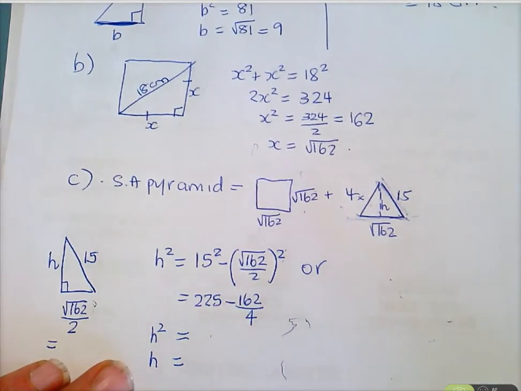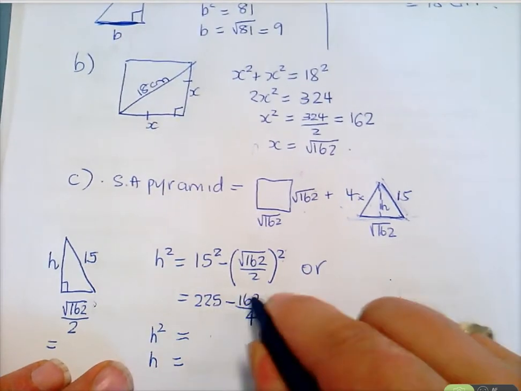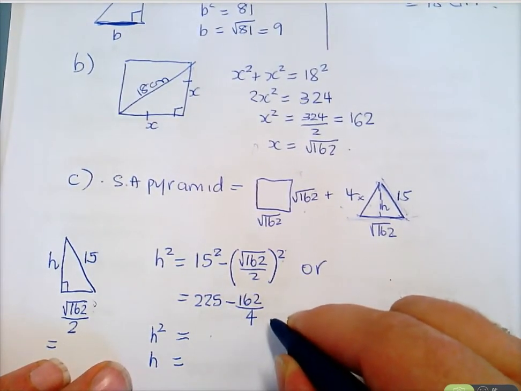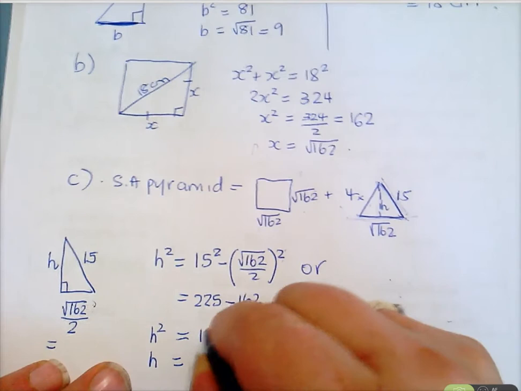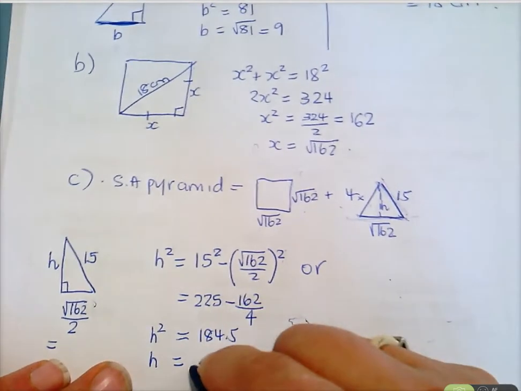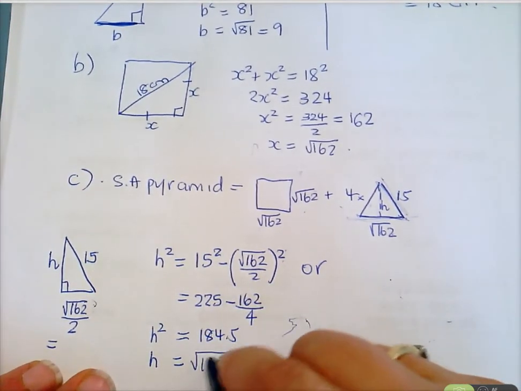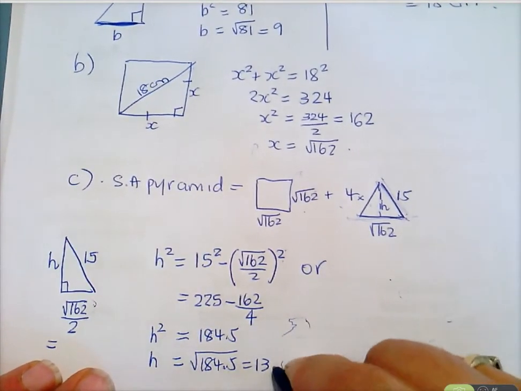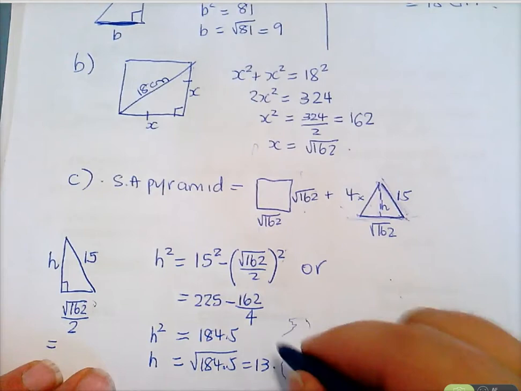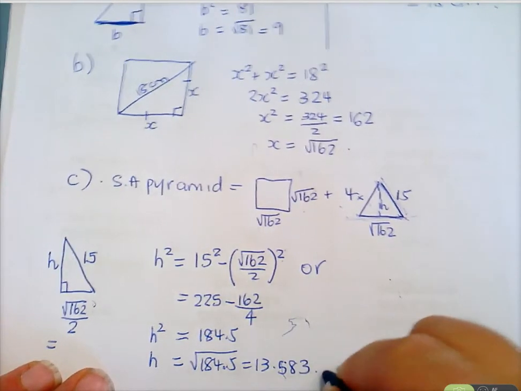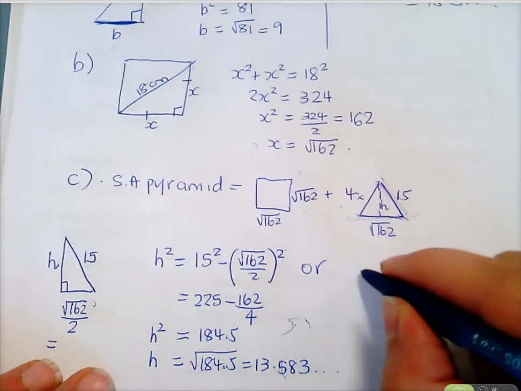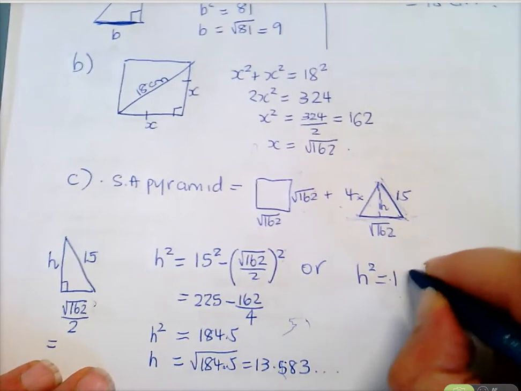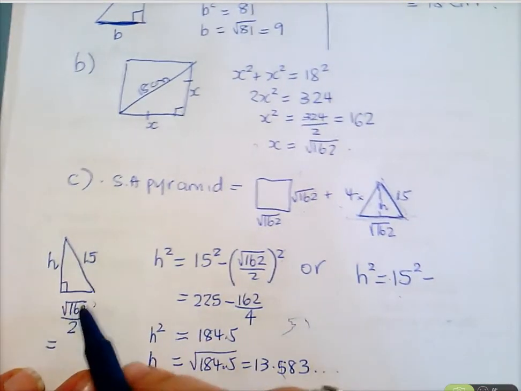162 on 4 is 40.5, isn't it? So it's 225 minus 40 and a half. 184.5. Don't forget to square root it. Square root of 184 and a half is? 13. Give me more than 1 decimal place. 583 will do. Good.